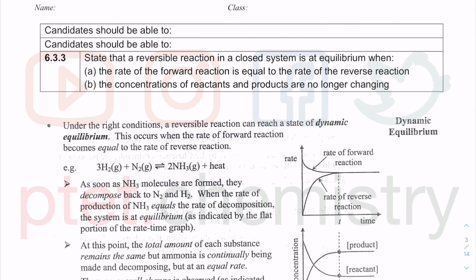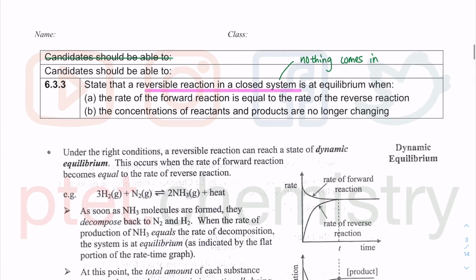Next bit of the syllabus basically says candidates should be able to, I think there is a typo there where I've typed it multiple times, state that a reversible reaction in a closed system. We said that a closed system, just a reminder, nothing comes in, nothing leaves the system. The system is in equilibrium, so nothing comes in, nothing leaves the system. That is called closed system.